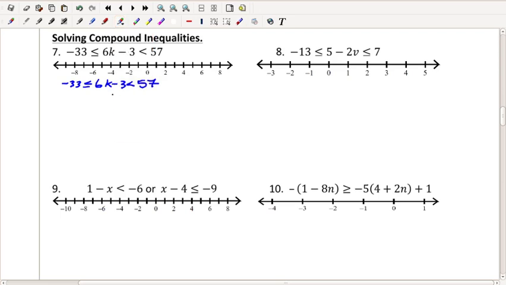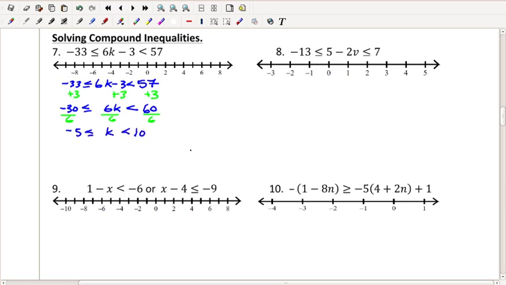So to all 3 sides, we're going to go plus 3, plus 3, plus 3. And negative 33 plus 3 is negative 30, less than or equal to, the only thing left in the middle is the 6k, less than 57 plus 3 is 60. And again, to get the k by itself, we're going to divide off the 6 because it's being multiplied. And we're going to do it to all 3 sides. So divide by 6, divide by 6, divide by 6. So this gets me negative 5 less than or equal to k less than 10.